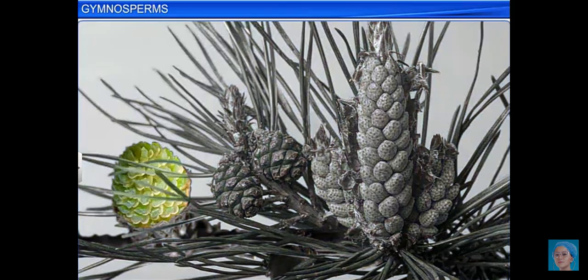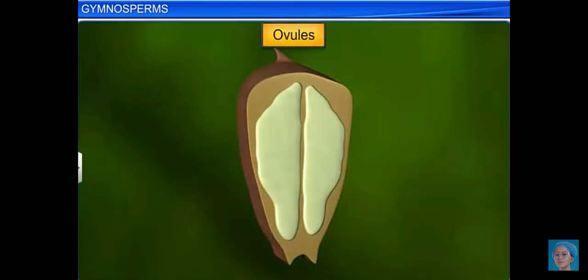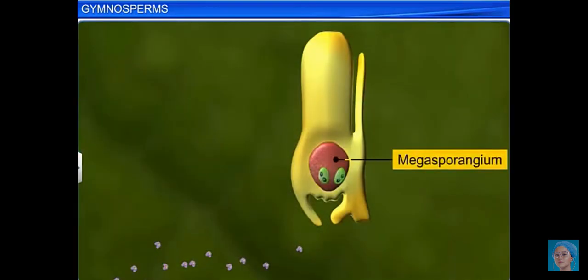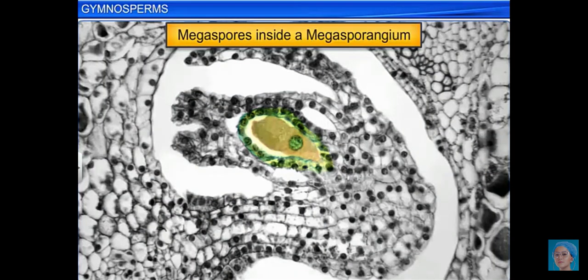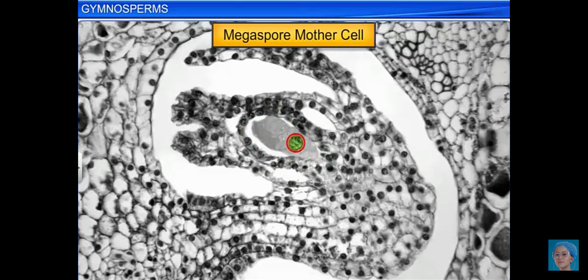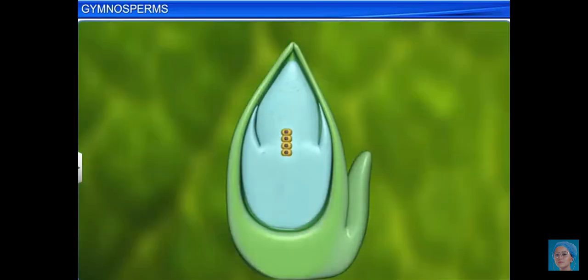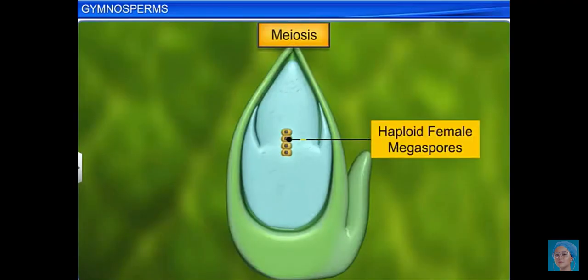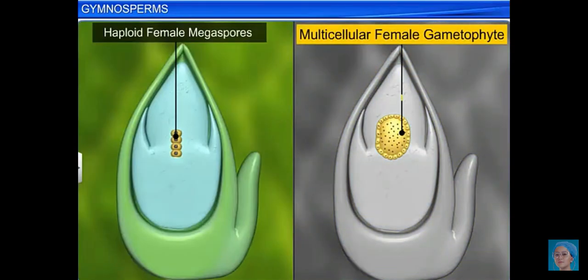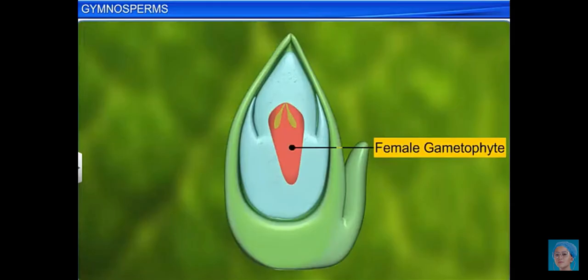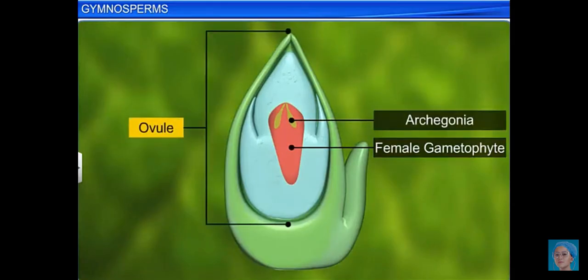The female strobilus is a cluster of megasporophylls, which bears ovules containing the megasporangium or nucellus. The megasporangium, surrounded by a layer of envelopes, produces haploid megaspores, and a megaspore mother cell, which looks distinctly different from the other cells. The megaspore mother cell undergoes meiosis to give rise to 4 haploid megaspores. One of these spores develops into a multicellular female gametophyte. The female gametophyte further bears 2 or 3 female sex organs called archegonia, which develop inside the ovule.